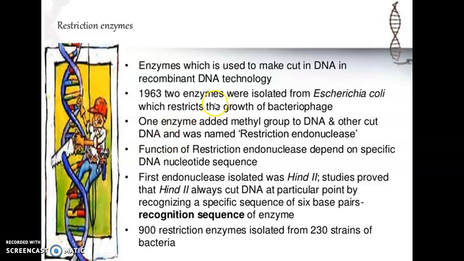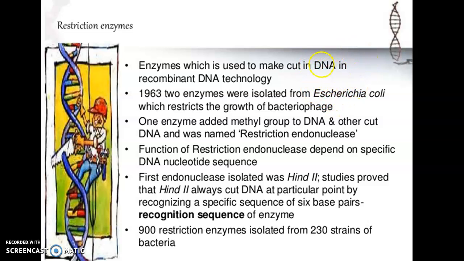Restriction enzymes were first isolated by Wyman and Arber in 1963. They observed that the Escherichia coli bacterium produces a specific enzyme that cuts viral DNA. The viruses are called bacteriophages, which generally infect bacteria and kill them. So Escherichia coli develops a defense by producing restriction enzymes that cut the viral DNA, restrict the growth of the bacteriophages, and let the bacteria survive.